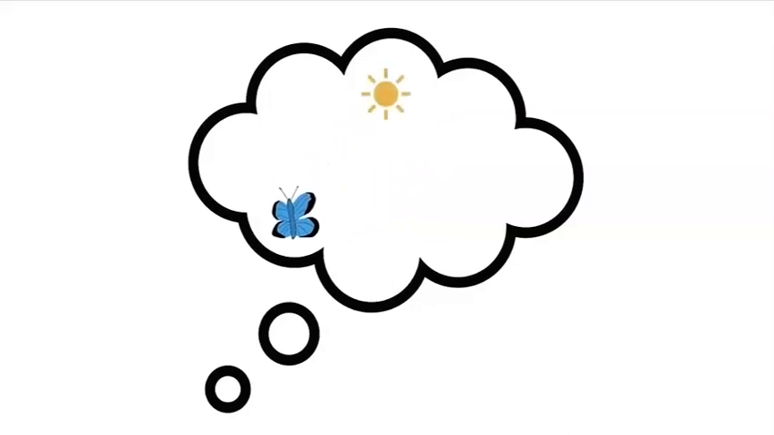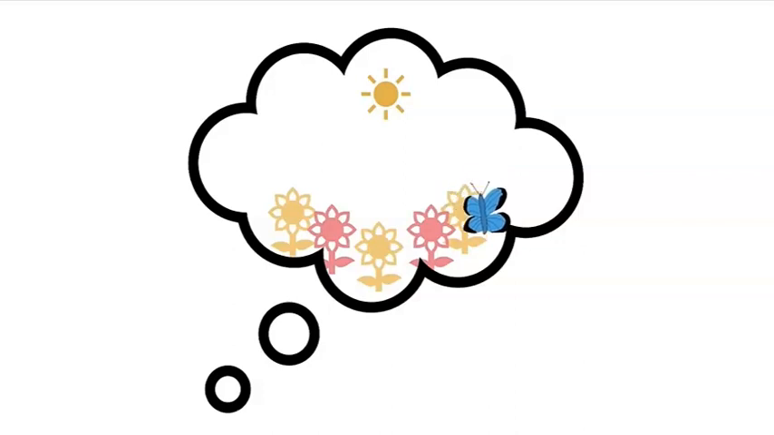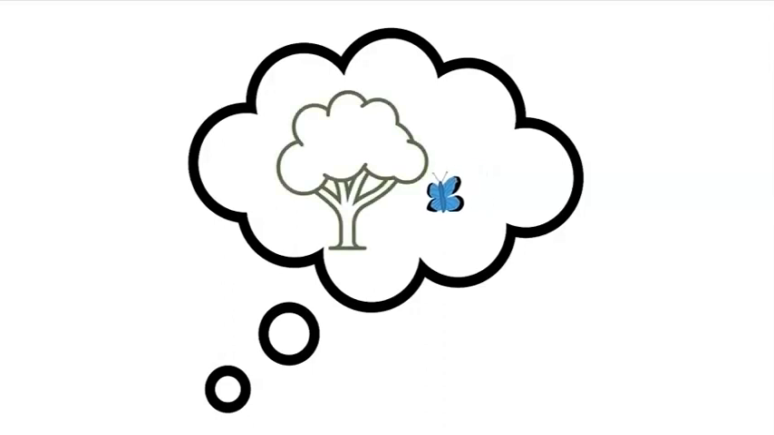It's flying around in the warmth of the sun. Maybe it's flitting from one flower to the next. Or maybe it rests on the trunk of a tree. This butterfly is just living its life millions of years ago.